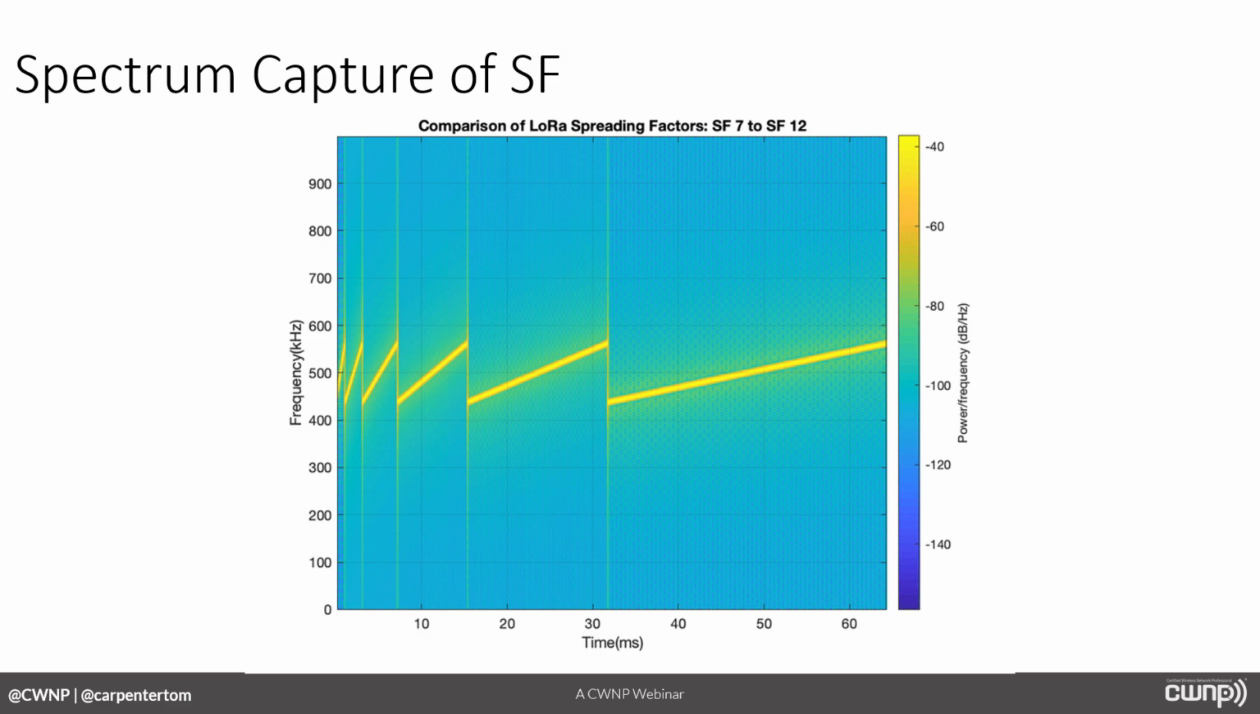But if I'm at a closer range or I have little to no interference, then I might be able to do a faster spreading, faster and narrower in the time scale. Okay. So let's see that.